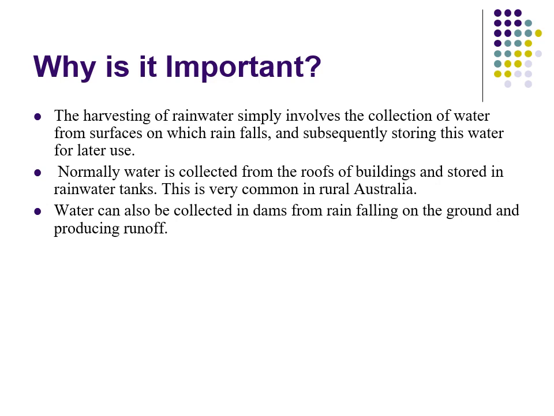And why is it important? The harvesting of rainwater simply involves the collection of water from surfaces on which rain falls and subsequently storing this water for later use. Normally, water is collected from the roofs of buildings and stored in rainwater tanks, and this is very common in rural Australia. And water can also be collected in dams from rain falling on the ground and producing runoff.